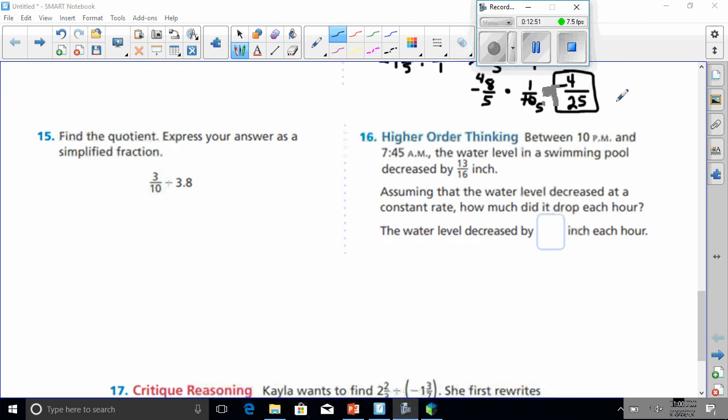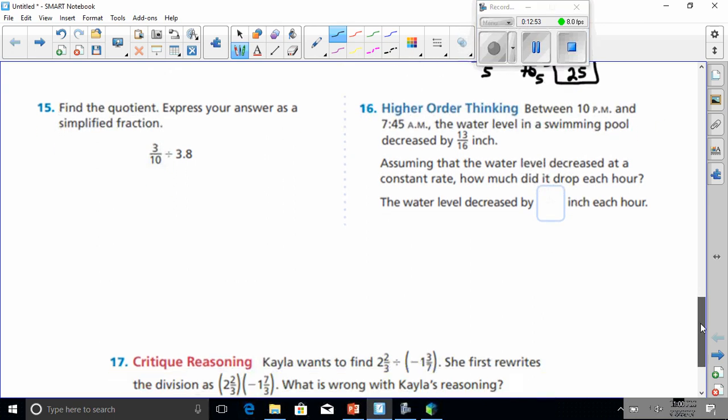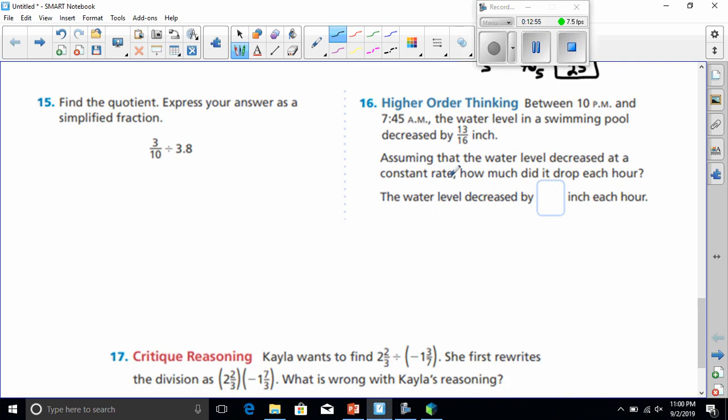And I think we're ready to move on to number 16, high order thinking. Now this one is going to take a little bit of deductive reasoning here because we're talking about time and it's talking about each hour. But the time they give us isn't given to us in an even amount of hours. So you can see that it says between 10 p.m. and 7:45 a.m. The water level in a swimming pool decreased by 13 over 16 inches.